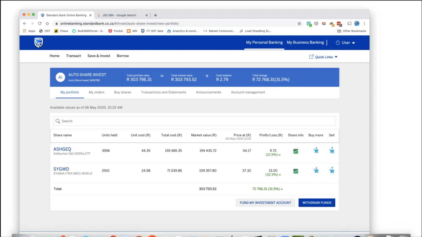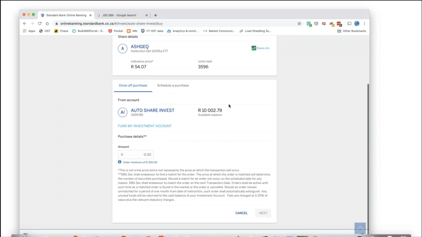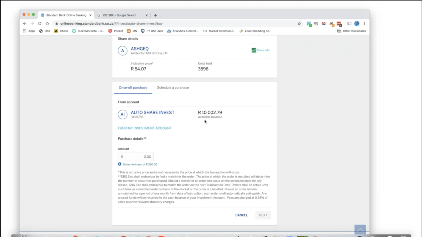And for some reason, that money is not coming through. I don't know why. The cash should be coming. Let's try again to buy more. There it is. Cash has arrived. So you can now see I've got just over 10,000 sitting in the AutoShare Invest account.